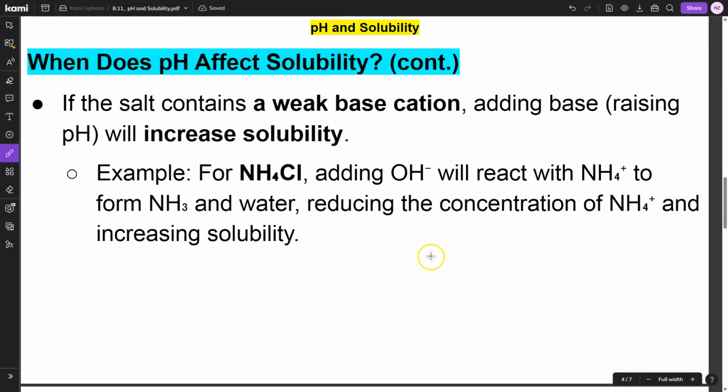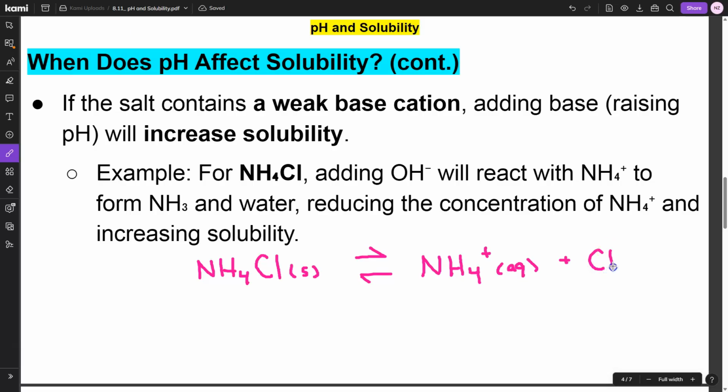Let's look at another example. If the salt contains a weak base cation, adding a base or raising the pH is going to increase solubility. Again, we've got an example here. We have NH4Cl, ammonium chloride, and that is a solid, and it would dissolve into NH4+ and Cl-.